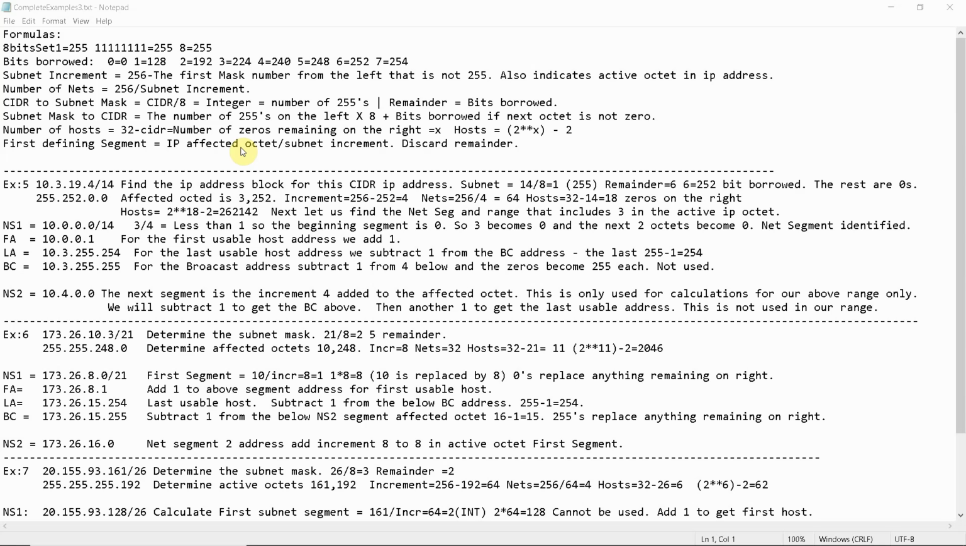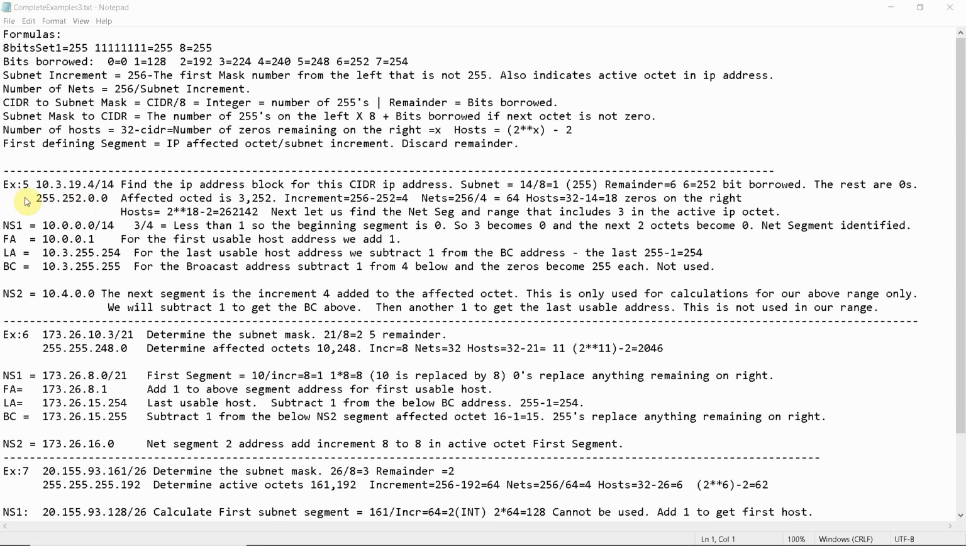I was telling you about the /14, where things get kind of weird, but it's very easy if you look at this. So let's look at /14. Just divide that by 8. We know we're going to have one 255, and then we know what the remainder is. It's 6, so it's 252. And the rest are zeros. So we've already found our subnet address.